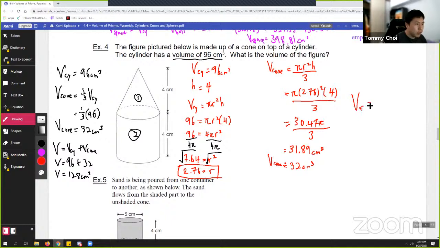The total volume is equal to approximately 128 centimeters cubed. So look at this. No matter what method you do, you'll get the right answer. It's just, let's be honest, for those that understood the shortcut, they just did it a little faster.